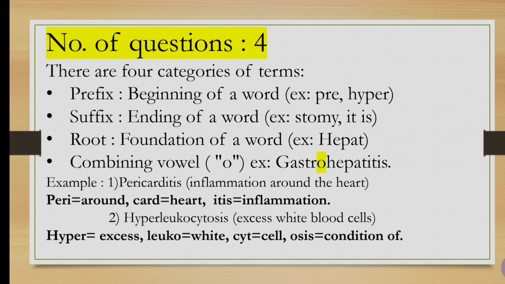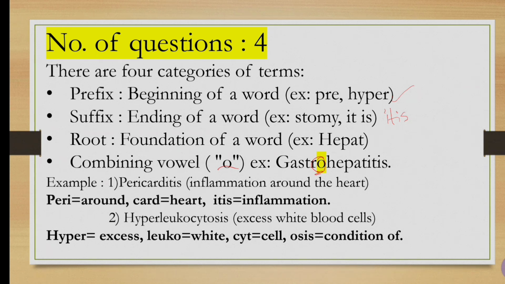In medical terminology, there are 4 categories of terms: prefix, which is the beginning of a word, for example pre or hyper; suffix, which is the ending of a word, for example stomy or itis; and root, which is the foundation of a word, for example hepat; and combining vowel such as o, which comes in between. You can see the example gastrohepatitis, where o is the combining vowel.